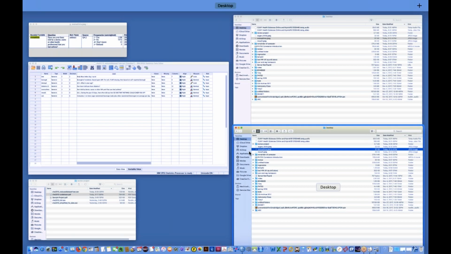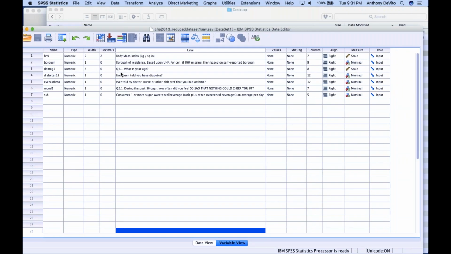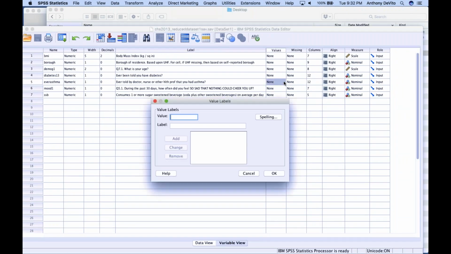Let me get back to my SPSS file. Okay, so for ever asthma, I can go into values. I'm going to say 1 equals yes. And 2 equals no.